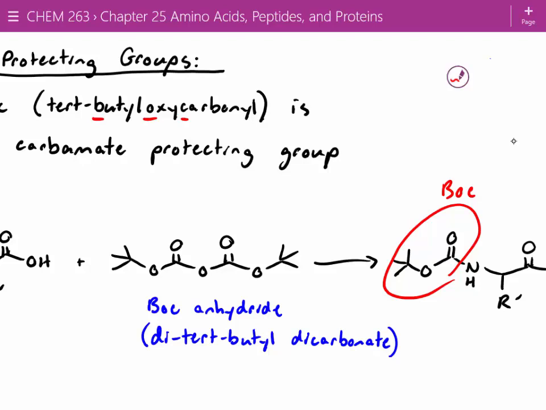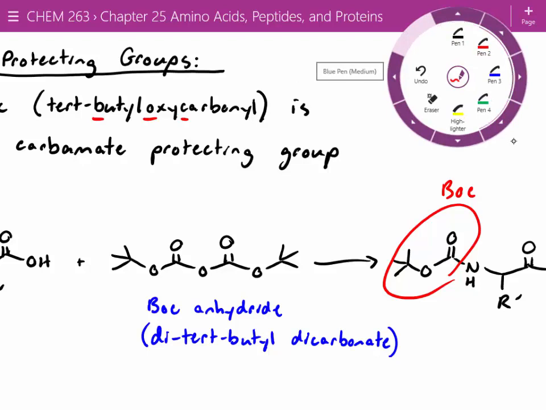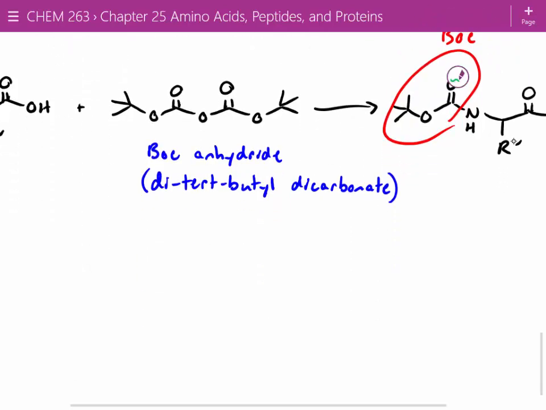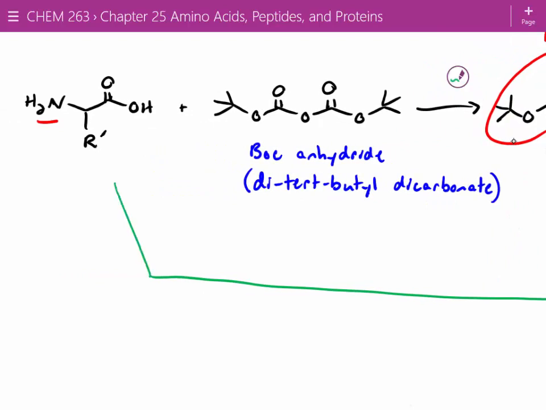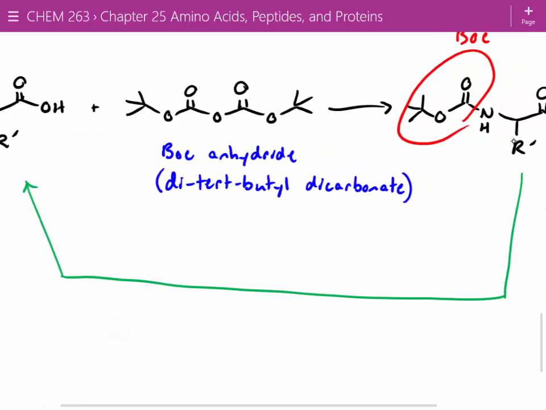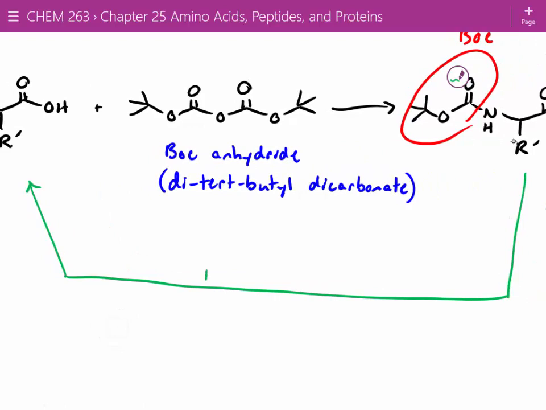The neat thing with this reaction is that it can be completely reversed. So when you don't want that amine protected anymore, you can react it with trifluoroacetic acid.